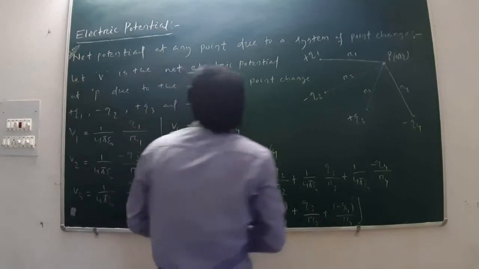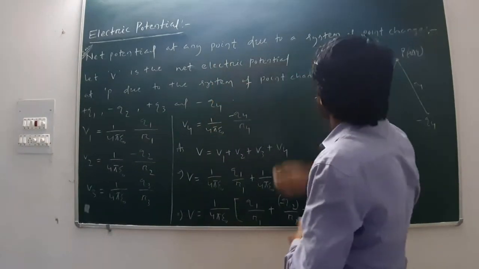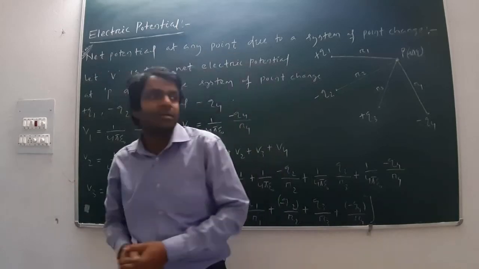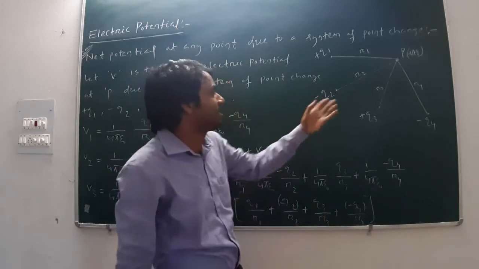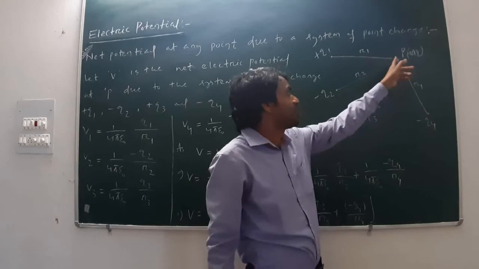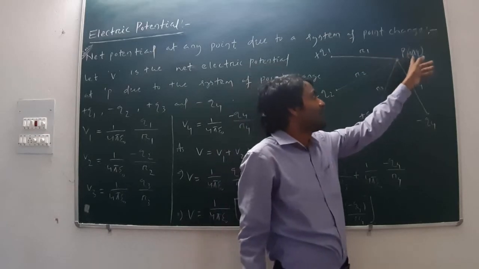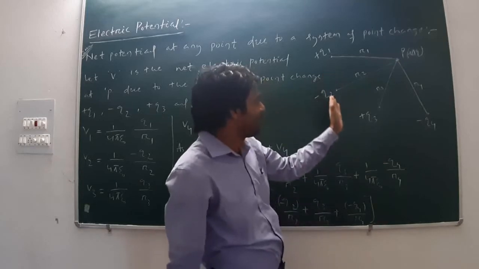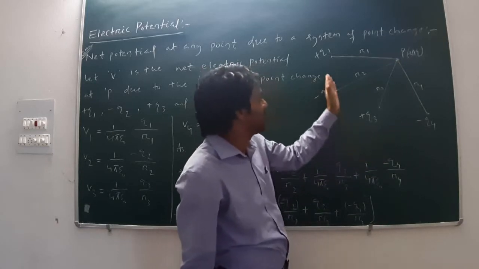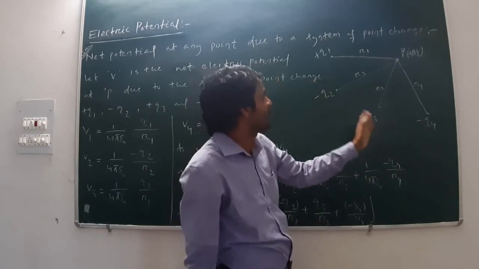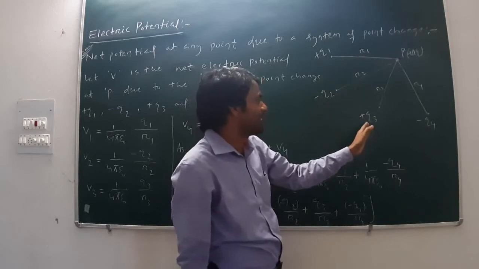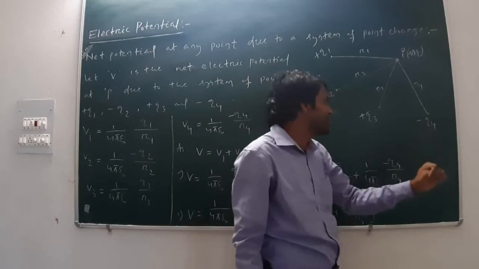Next, the net electric potential at any point due to a system of point charges. This is a 2 marks question. What is the net electric potential, or total electric potential, at a certain point P, where a positive test charge plus del Q is placed, due to a system of point charges? I have taken here a system of 4 point charges: one is plus Q1, another is minus Q2, one is plus Q3, another is minus Q4.